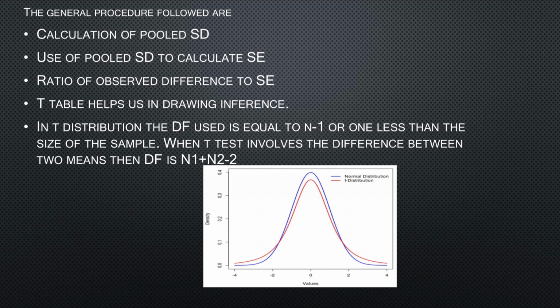In t-distribution, the df, that is degree of freedom, used is equal to n-1, or 1 less than the size of the sample. When the t-test involves the difference between two means, then df is n1 plus n2 minus 2.